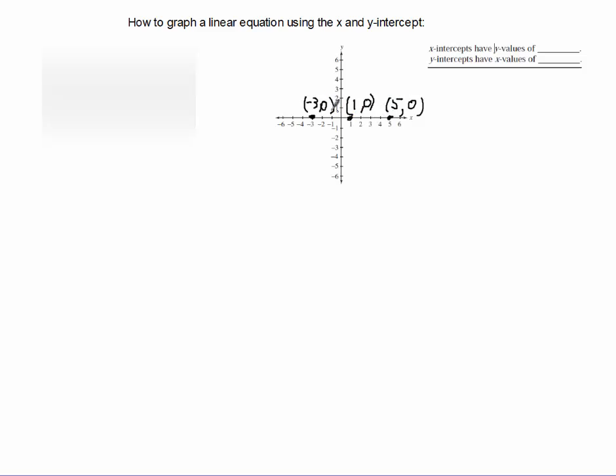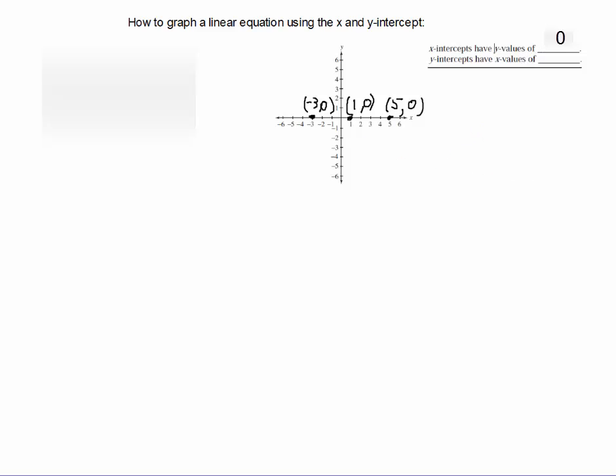What we want to notice is that to be on the x-axis, the y's would always have to be 0. So if you're trying to find where the graph crosses the x-axis, then your x-intercepts have y values of 0. So if you're trying to find these, always look to see when y is 0.